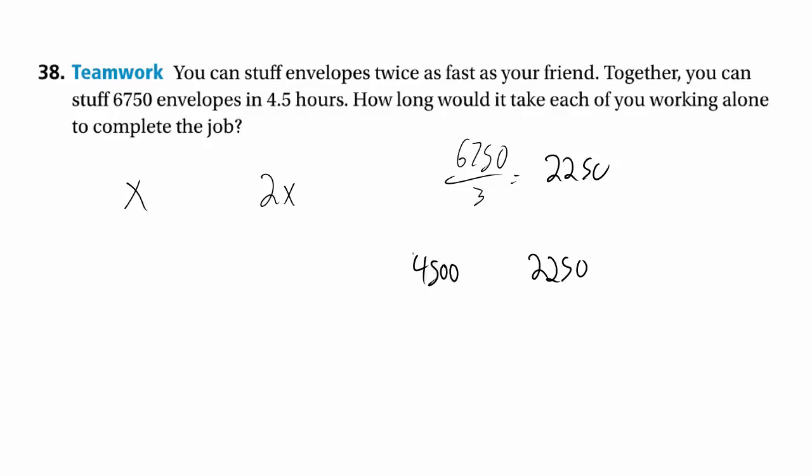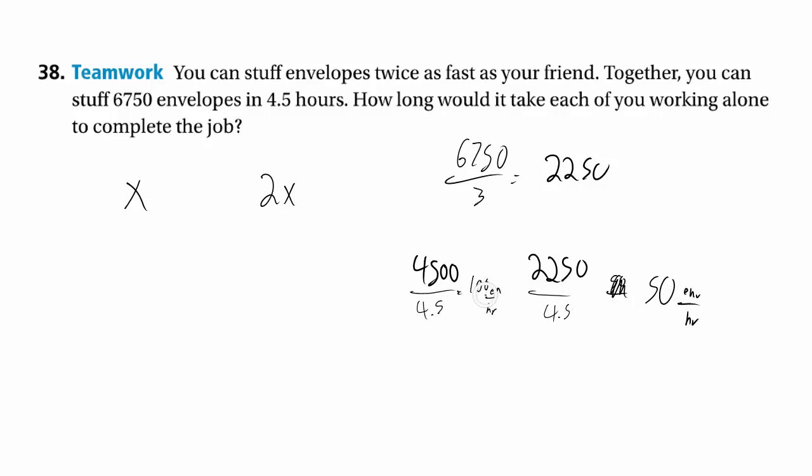Well, you guys do it in 4.5 hours together, but in that 4.5 hours, you are doing 4,500 of those envelopes, and they are stuffing 2,250 of those envelopes. So you're doing, if you divide this, 100 envelopes per hour. They're doing half of that. If you divide this, you should get 50 envelopes per hour.